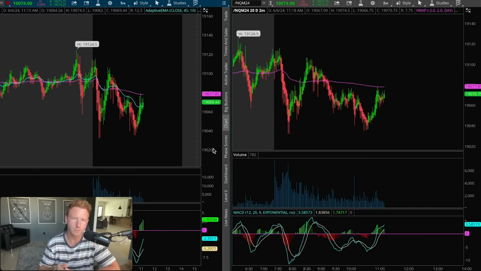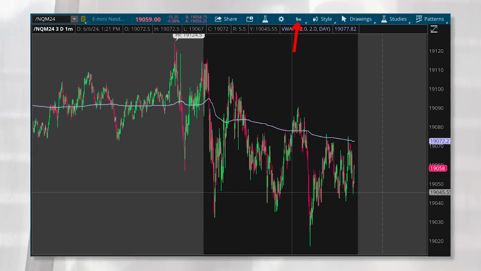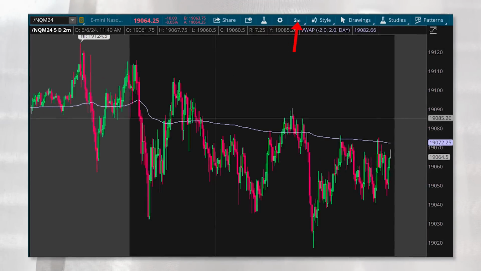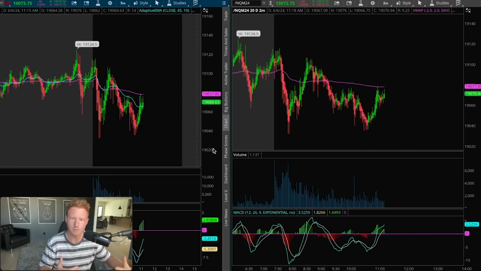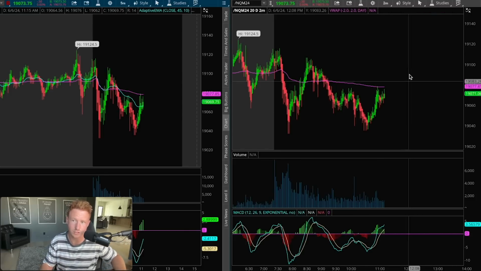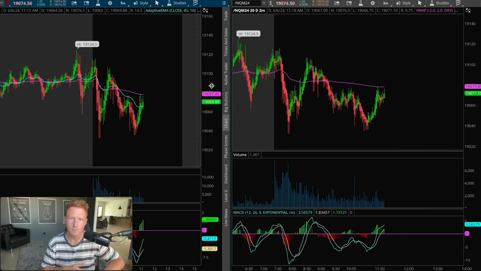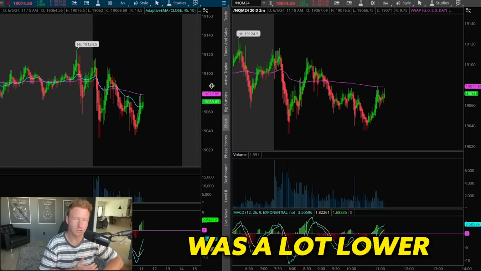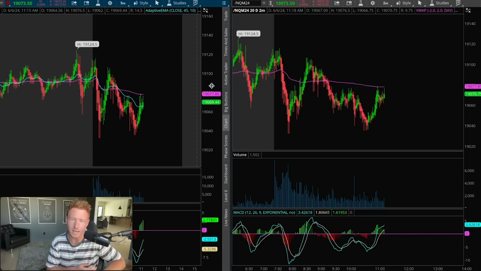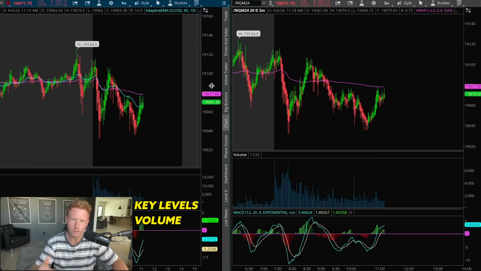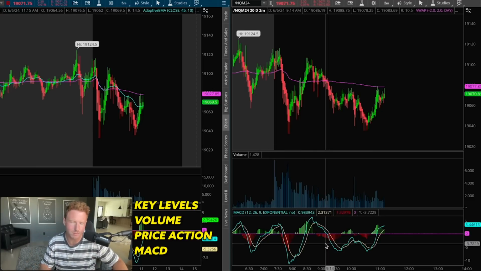All right, so I have NASDAQ pulled up, and what I used to do was I would just trade on a 1 minute time frame or just a 2 minute time frame. And I still had good discipline, so I was able to be a profitable trader just using the 1 and 2 minute time frame. But the problem was my win rate was a lot lower. It was lower than 60%, and I was using all kinds of confirmations, whether it was key levels, volume, price action, right? Maybe a MACD indicator.